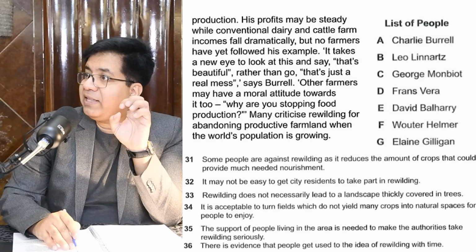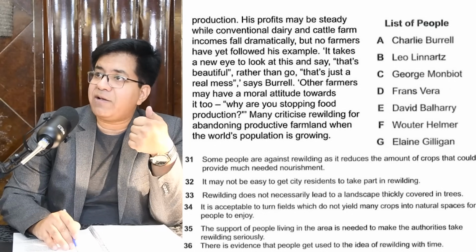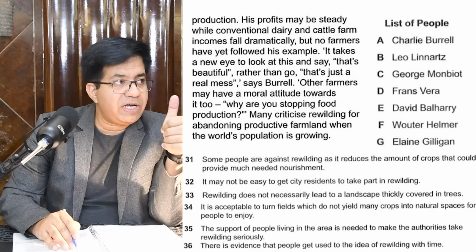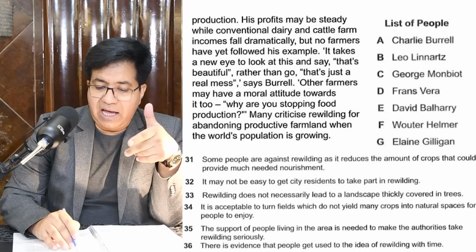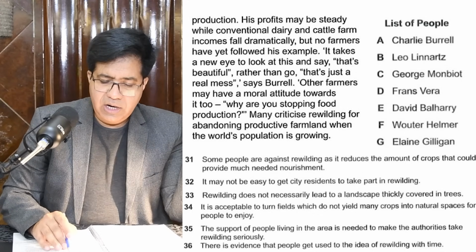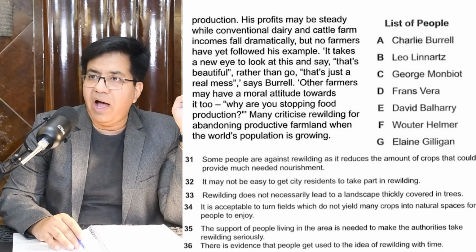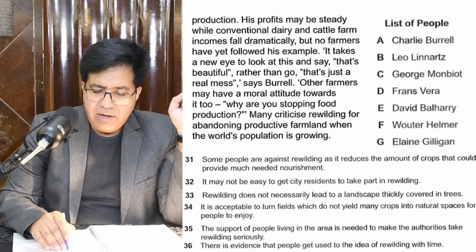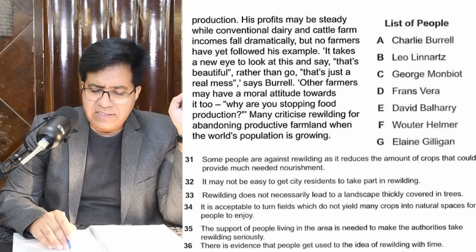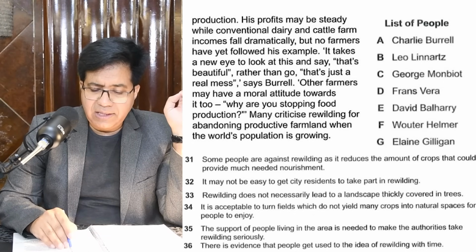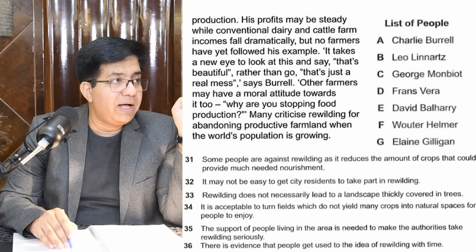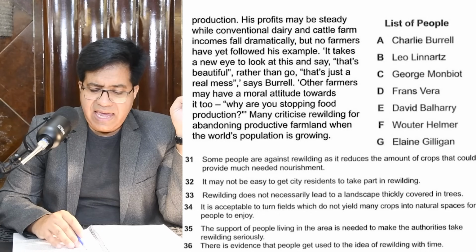So, first you find the name, then you see where the statement is. A statement will come with inverted commas or with he says, he argues. Now, you can see both things here. I'm going to read this from the fourth line. It takes a new eye. Found it? Let's read from here. It takes a new eye to look at this and say, that's beautiful, rather than go, that's just a real mess, says Burrell. Other farmers, now again inverted commas, other farmers may have a moral attitude towards it too.